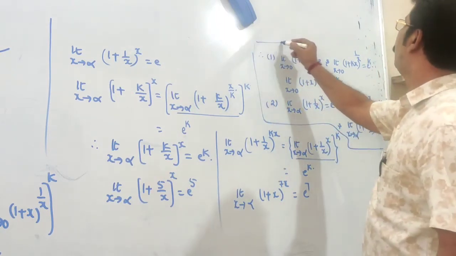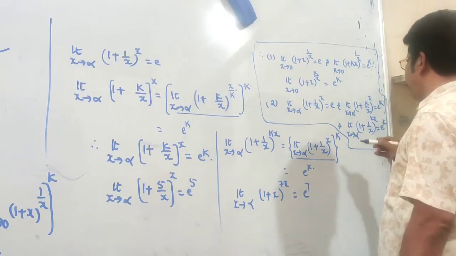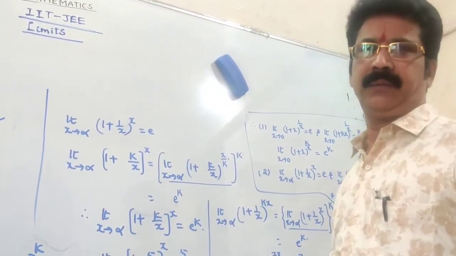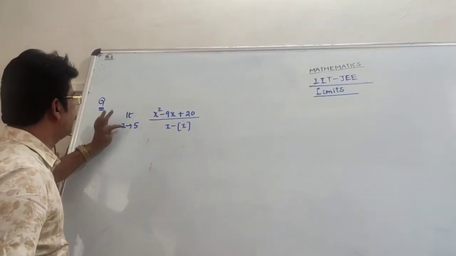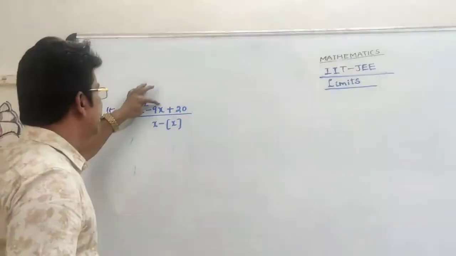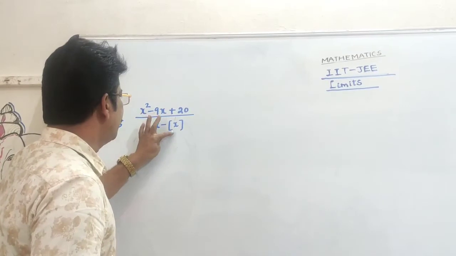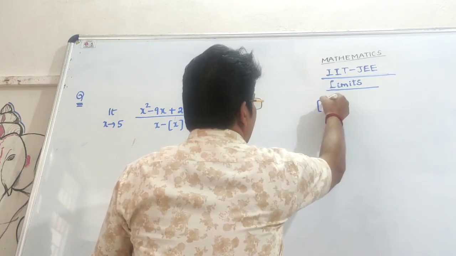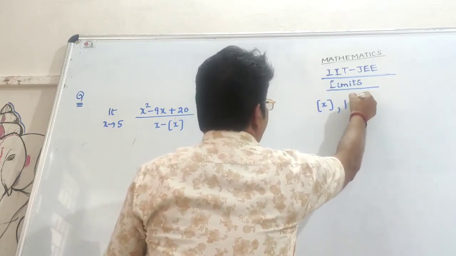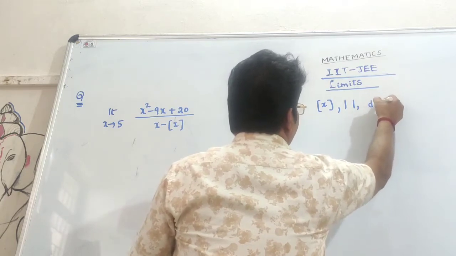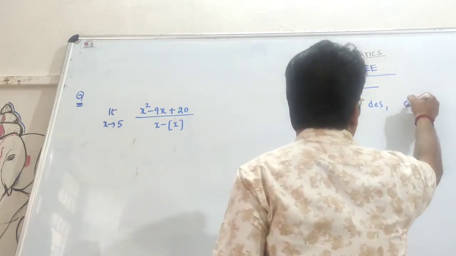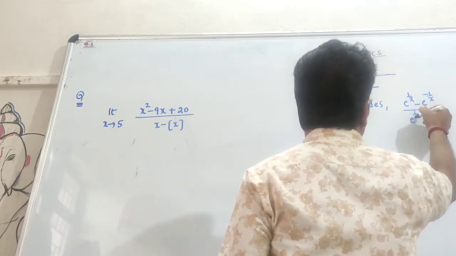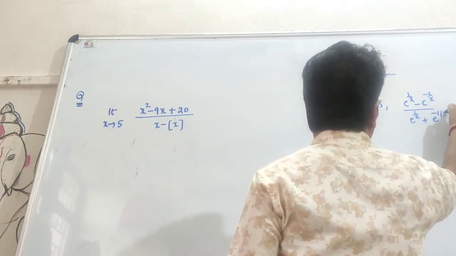Even though it is a small question or concept, it is useful in big questions and for every competitive exam. Okay, understand? Limit x tends to 5, (x square minus 9x plus 20) divided by (x minus box of x). Already I said, if in the given question box of x is there, or mod is there, or a discrete function, or (e power 1 by x minus e power minus 1 by x) divided by (e power 1 by x plus e power minus 1 by x).